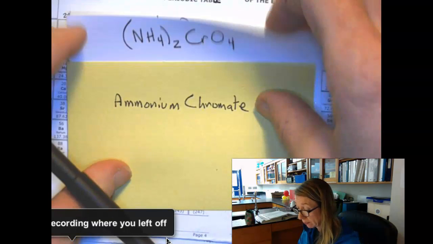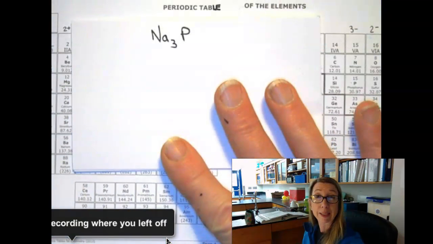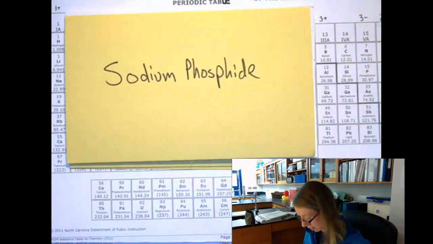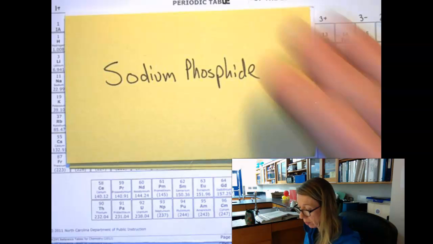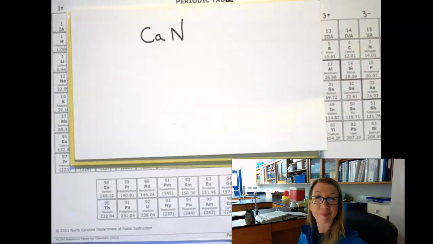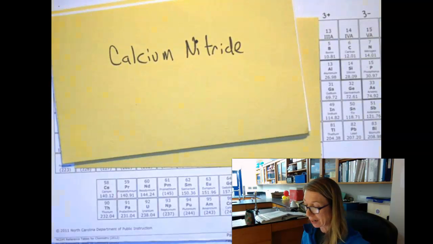Pretty nice. So I'm going to stop here for a second, or why don't you pause and try to write the name from this formula. So that would be sodium phosphide. Let's try another one. Okay, I hope you paused and worked it out. Ca3N2 would be calcium nitride.